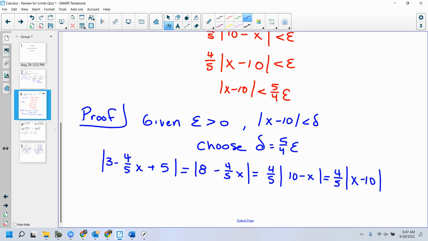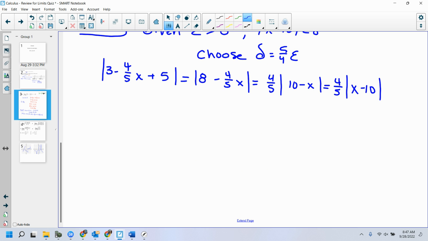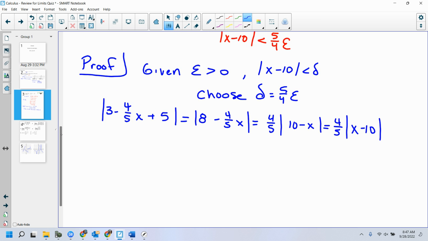Kind of like working our algebra backward there. Now, we know that |x minus 10| is less than delta. Oh yeah, we did need this up here, because look here, 4/5 |x minus 10| is less than 4/5 delta, right? If I just do this right here, I can do that on the same side, right? That's not really part of the proof. That's just so we can visualize, well, that's got to be less than 4/5 delta.